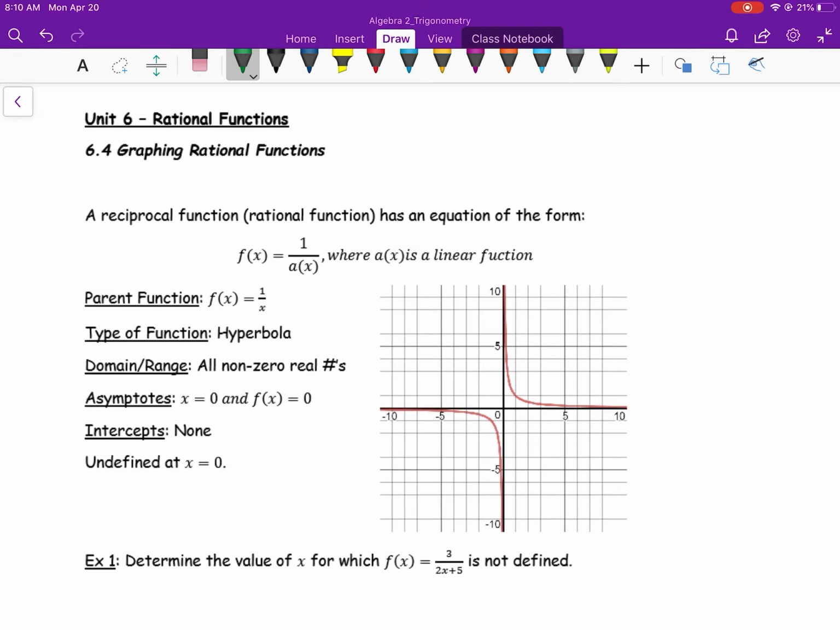So all of you that hated 6163, this one is not that bad at all. Alright, so we are graphing rational functions. Everything you've been solving and simplifying, this is the graphing format. Basically, if you look at it, they look like two boomerangs.